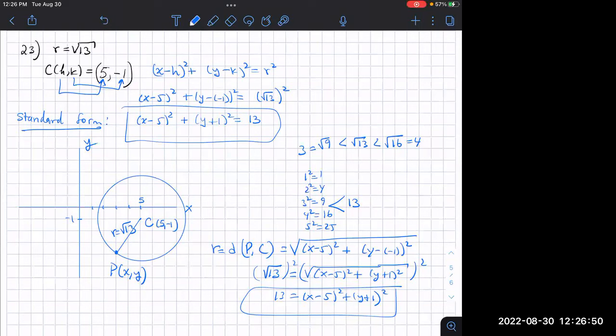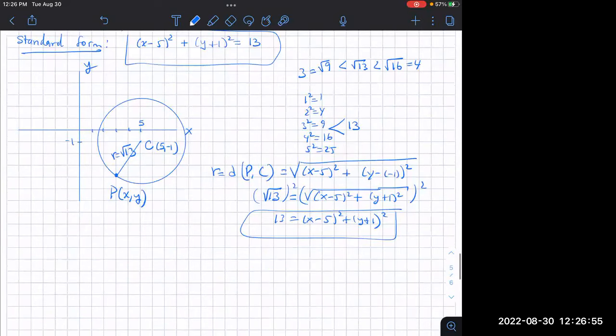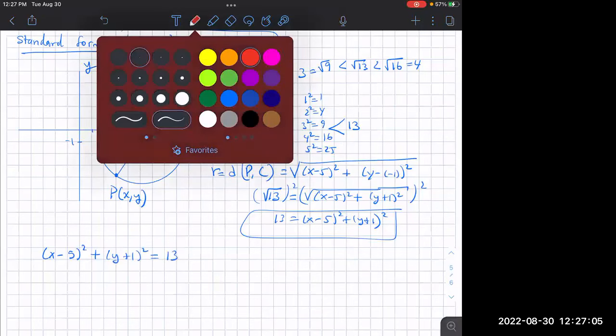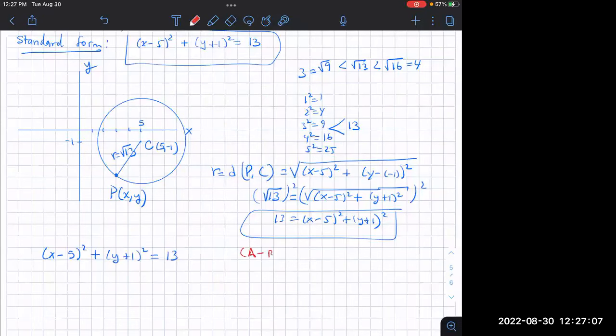So we have to open up (x minus 5) squared and (y plus 1) squared. Going back here, (x minus 5) squared plus (y plus 1) squared equals 13. Remember the binomial: (a minus b) squared equals the square of the first minus twice the product plus the square of the second. When you have a plus b, everything is plus: a squared plus twice the product plus the square of the second.